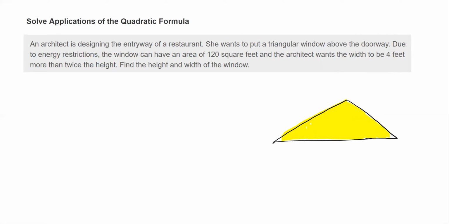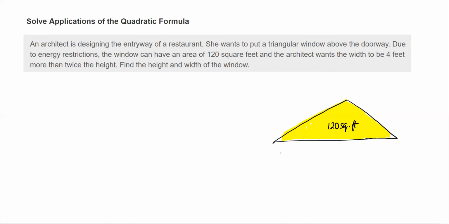The area is given to be 120 square feet. Okay. And then the architect wants the width. Okay, what does width mean here? Because width, if you recall, only relates to rectangles, right? Width and the length. Here they're talking about the width. So I think my diagram makes sense because talking about the width as the base here, right?